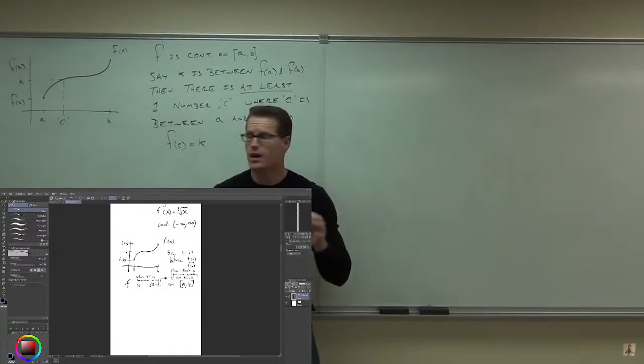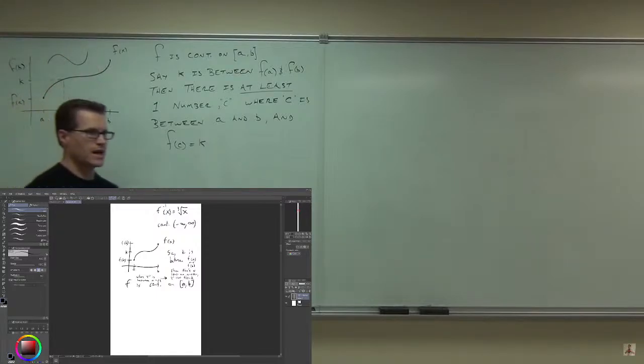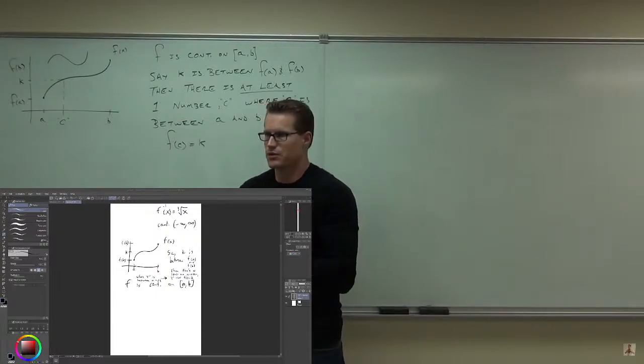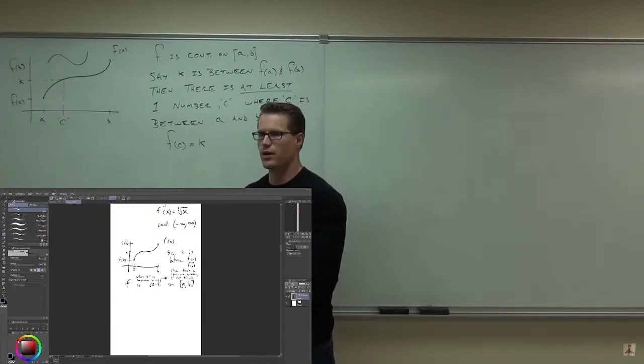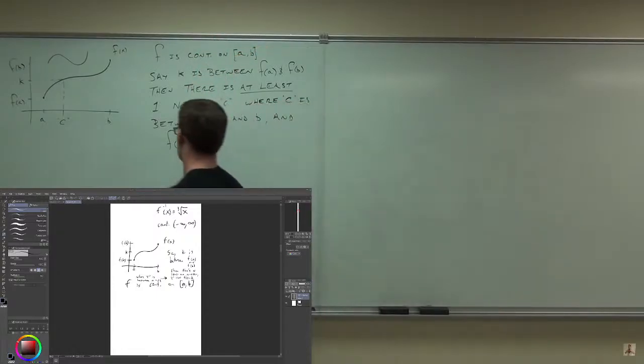At least one. Now, if you did a curve like this, you could have more than one, right? 1, 2, 3, however many you wanted. You could definitely do that. If it's continuous, you'll have at least one, though. How many people understand the idea of that? And that's called the intermediate value theorem.